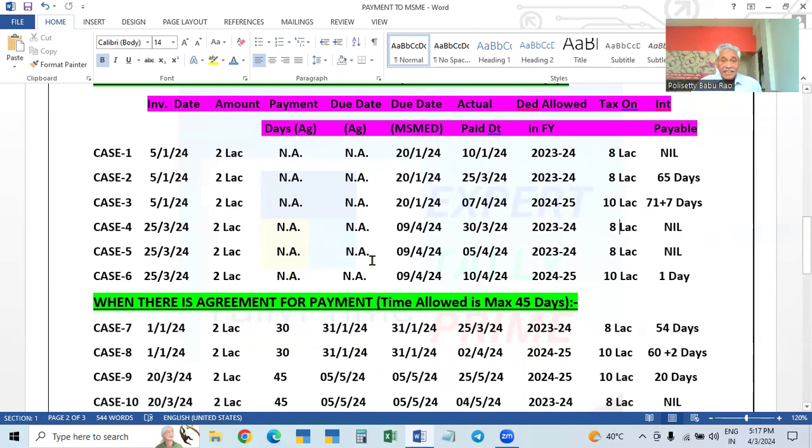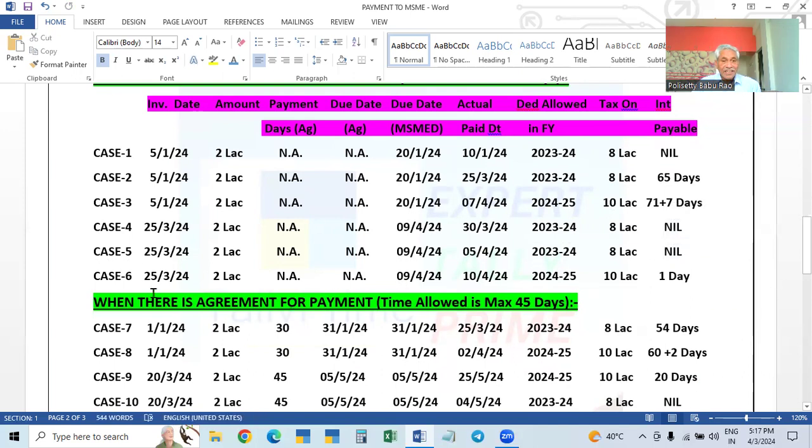So in the second case, the due date is 9th April. Here, this is paid in the next financial year, but before the due date. It is paid within the due date. So the amount will not be disallowed. It will be allowed in 23-24, and tax is to be paid on 8 lakhs only, and there is no interest as it is paid before the due date.